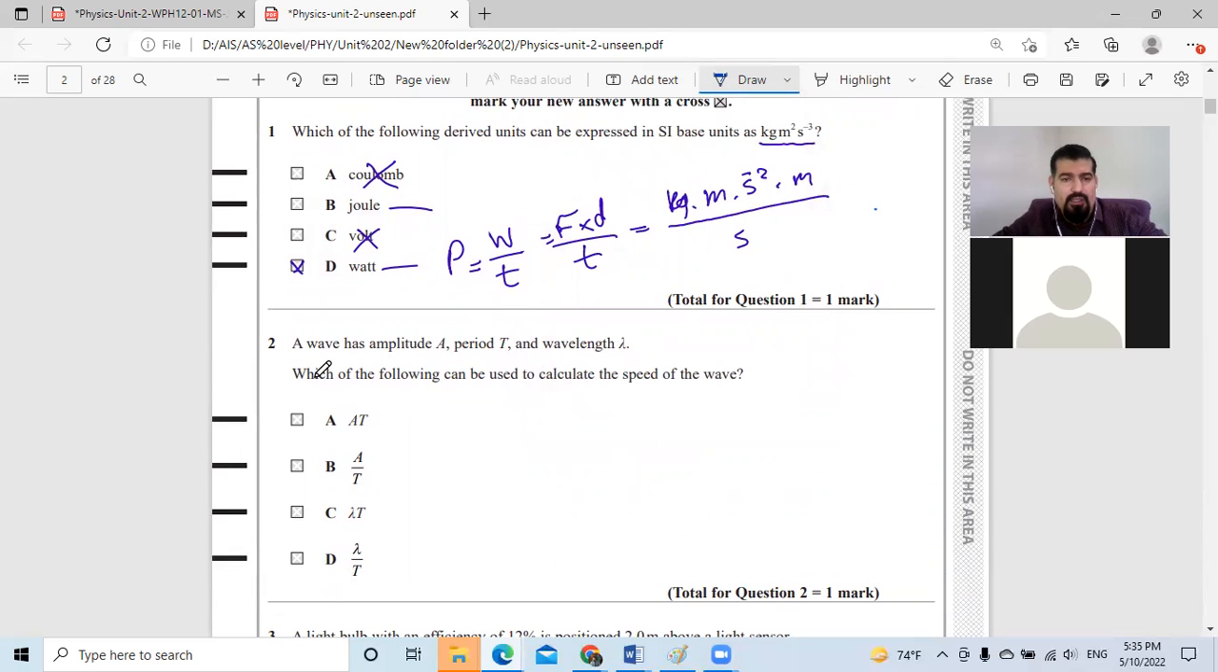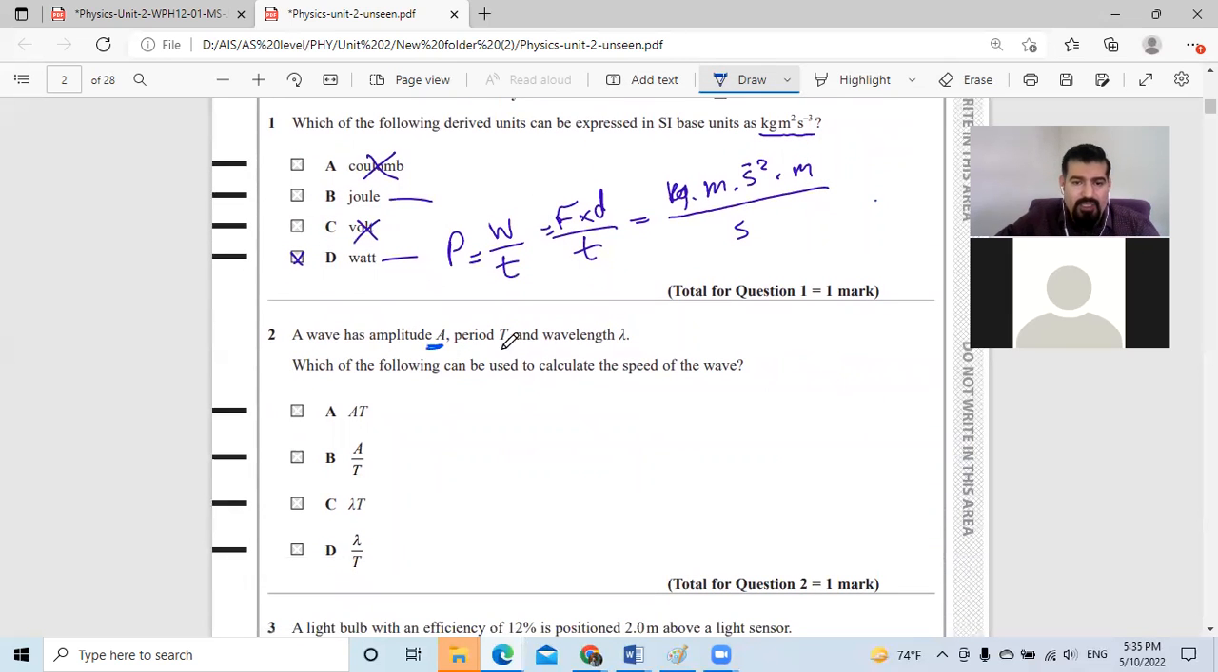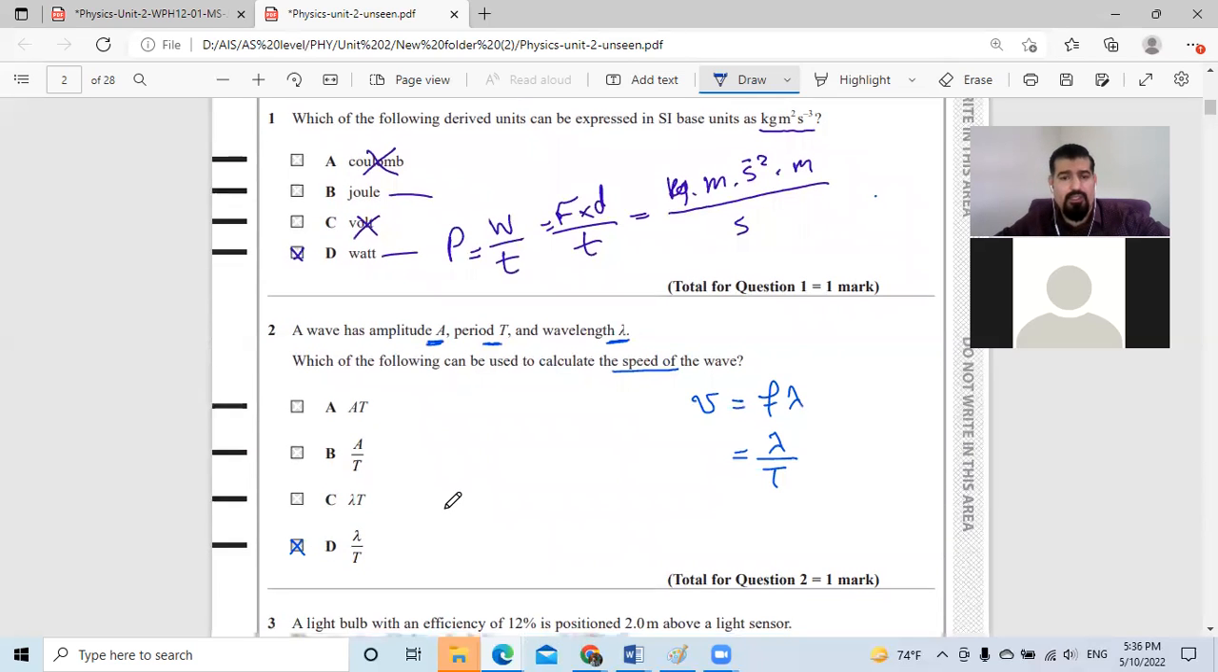Next question. A wave has amplitude A, period T and wavelength lambda. Which one of the following can be used to calculate the speed? We found this out before. It's frequency times wavelength, so it will be wavelength divided by period, and the amplitude is not included in the answer. So the answer is D. Yes, there's no amplitude in the equation.